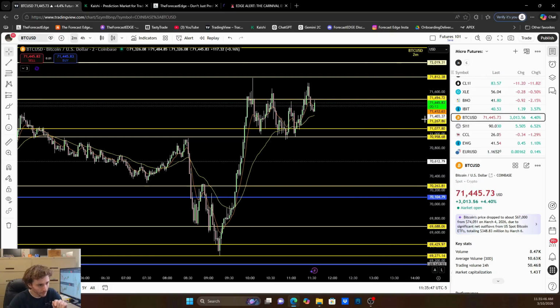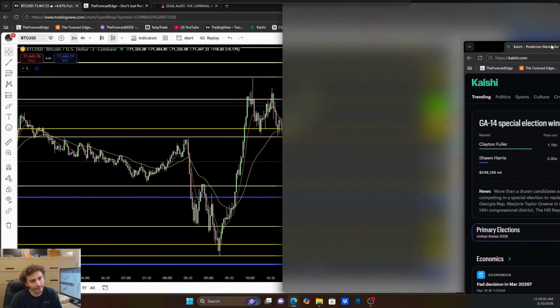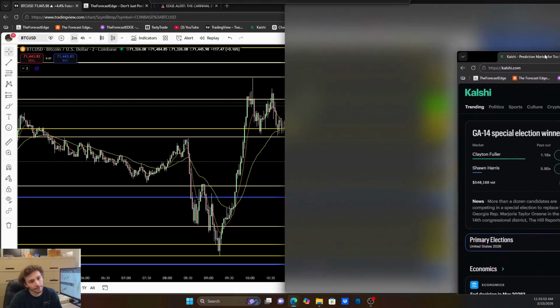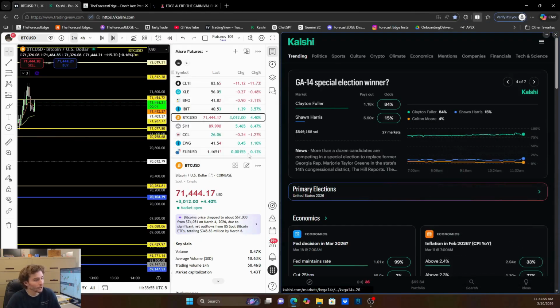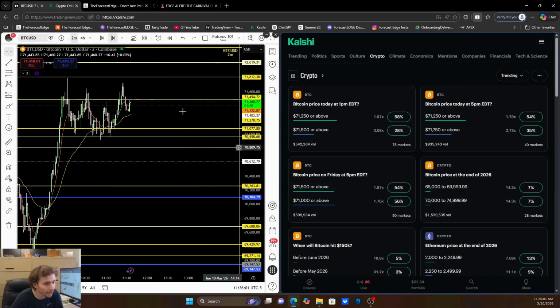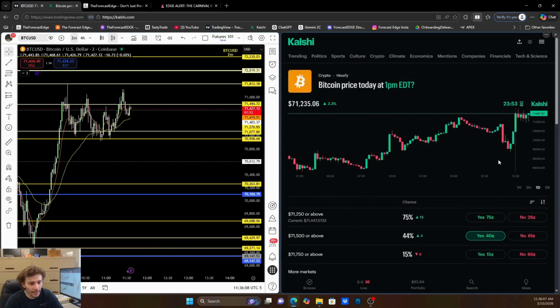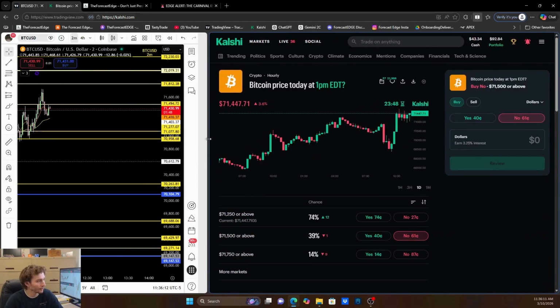But here we go. I'm going to now get the Kalshi predictive market. We can slide this over, slide it like here, and make it a part of our screen. And now let's jump into cryptos. We're going to jump into the cryptos because we just got our levels for Bitcoin. And here is Bitcoin's price today at 1 p.m. Eastern Standard Time. As I do this, we'll get a trade table over here.